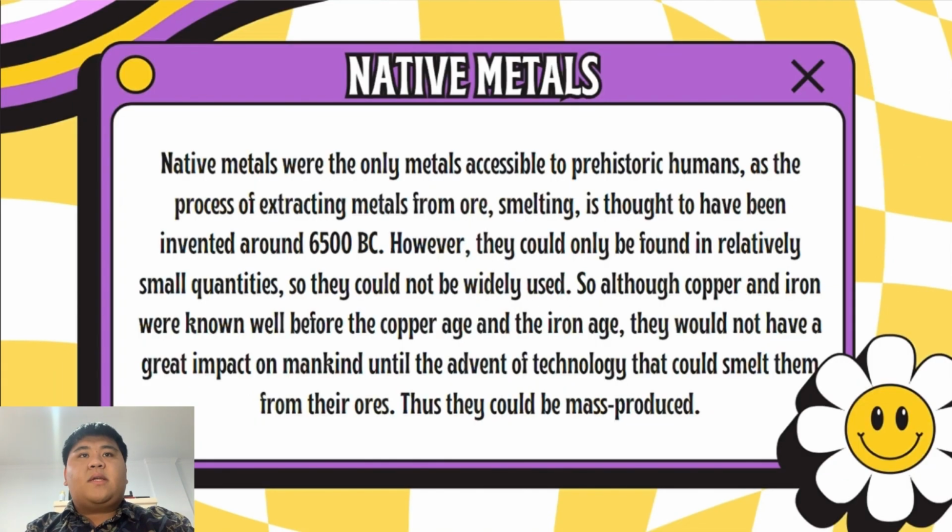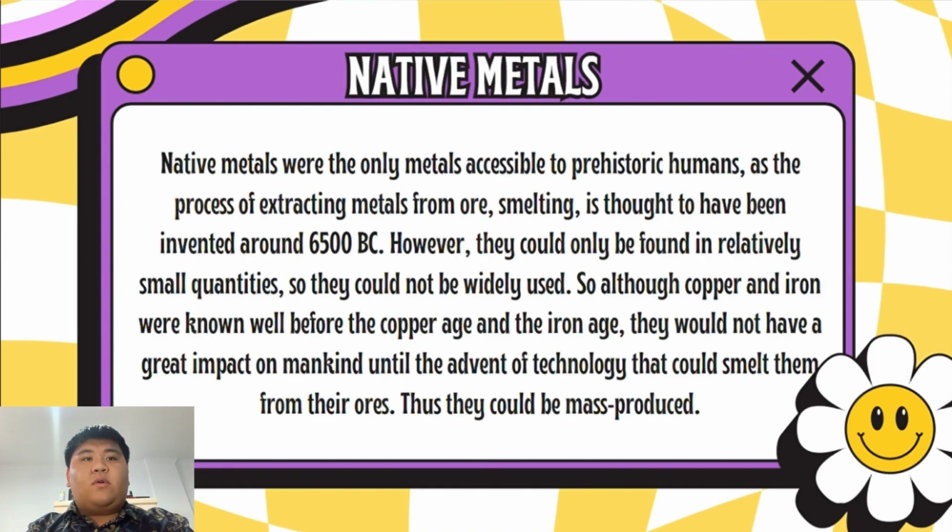The first one is native metals. Native metals were the only metals accessible to prehistoric humans, as the process of extracting metals from ore, smelting, is thought to have been invented around 6500 BC. However, they could only be found in relatively small quantities, so they could not be widely used.